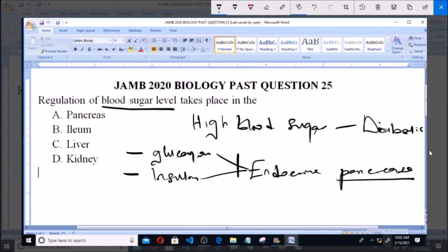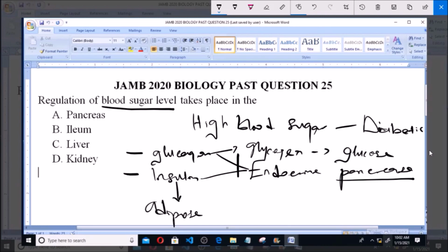Now when the blood sugar level is high, insulin helps to regulate it back to normal by decreasing it. Insulin increases the absorption of sugar by adipose tissue, so it enables the conversion of glucose to glycogen. But when the blood sugar level is low, glucagon reacts, which regulates the conversion of glycogen back to glucose. So insulin acts when there's high blood sugar, and glucagon acts when there's low blood sugar, but these two hormones are secreted by the pancreas.